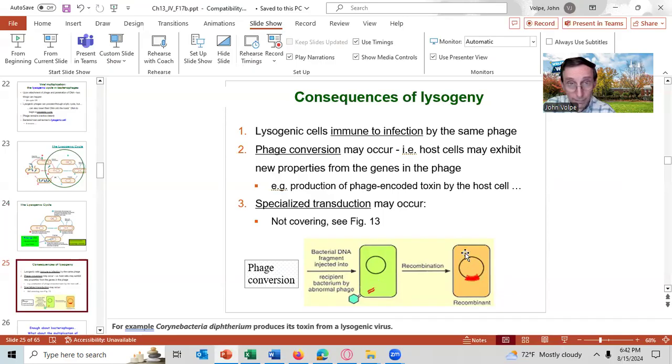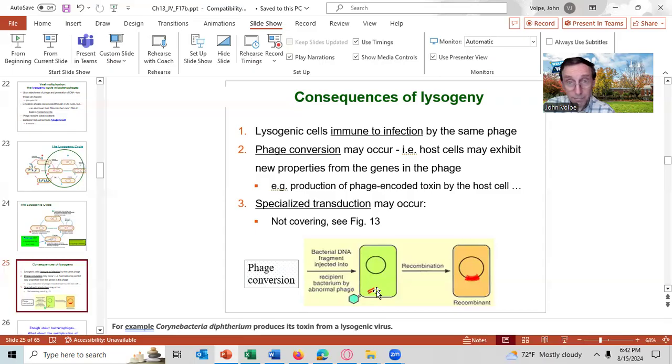Any question about that? The second thing that can happen is phage conversion, where the phenotype of this cell can change. And the reason being is the DNA of this cell is going to gain new DNA from this virus, shown here, and these can give this cell a new phenotype. It can change the phenotype of this cell, and that is called phage conversion, where the host cell may exhibit new properties from the genes from the lysogenic virus.